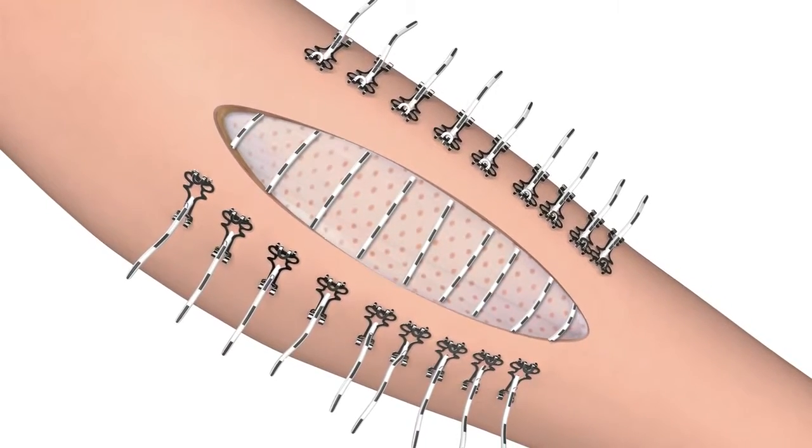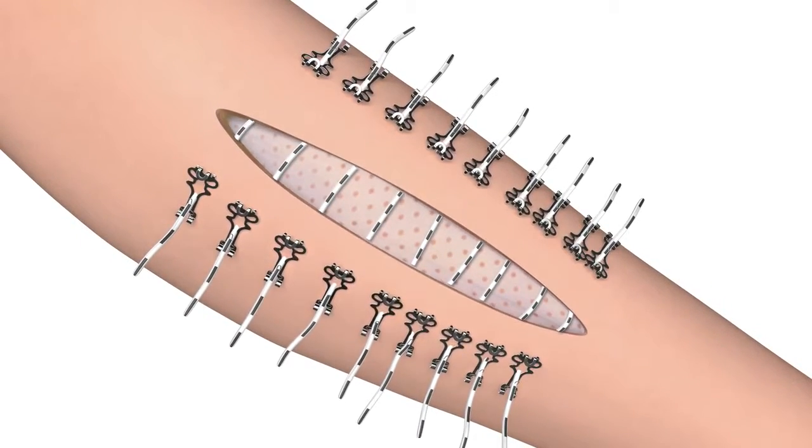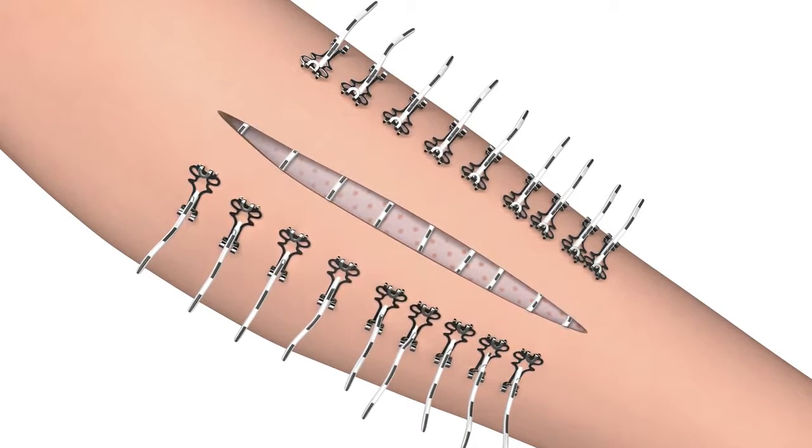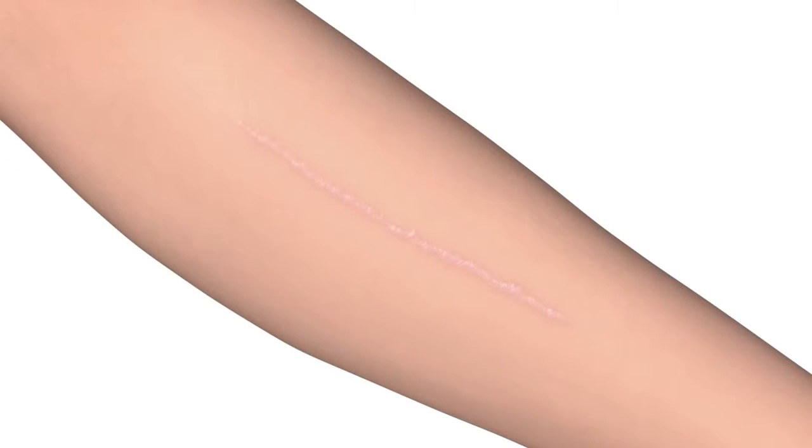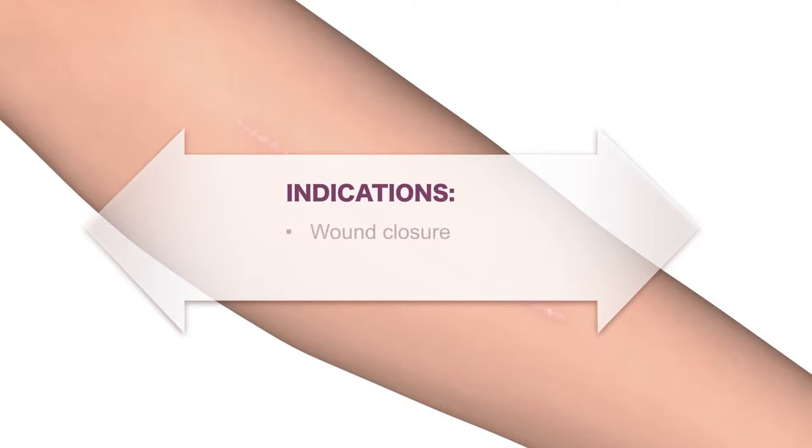ABRA Surgical restores normal skin integrity, normalizes compartment pressures, and achieves a primary closure, eliminating the need for a skin graft.